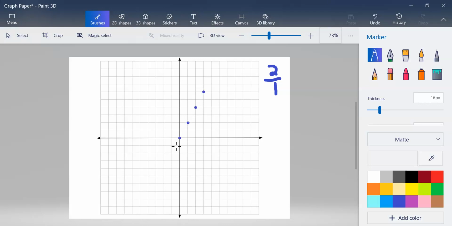gives me this pattern. And then I can say, well, let's extend this line through these points, give an arrow on top, an arrow on bottom, and that's the line that I'm looking for. Y equals 2x. And there you go. That's how to graph using the basics of slope-intercept form.